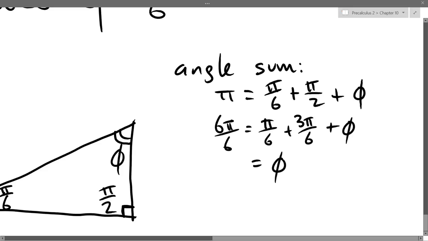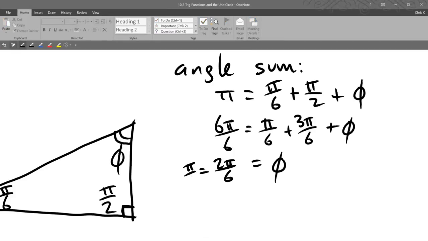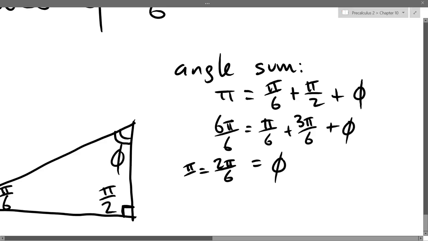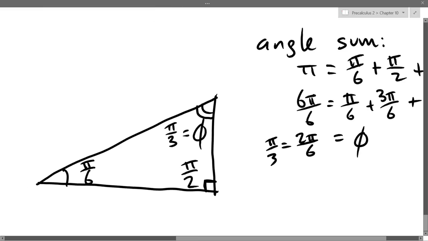Of course, you can use algebra, but we'll just act like we're good at fractions because we sort of cheated and went to common denominator. And that's easy to reduce. Pi over 3 is our angle. So we got phi is pi over 3. Now, unfortunately, that doesn't really help us get sides.